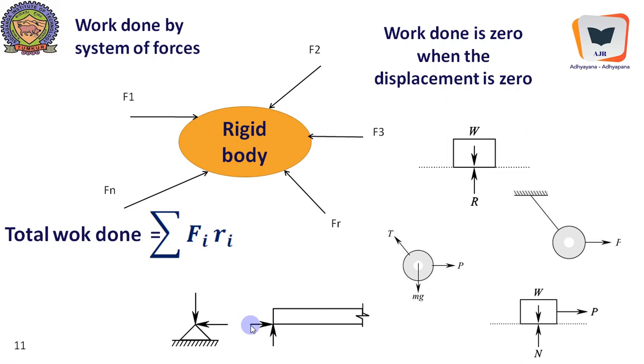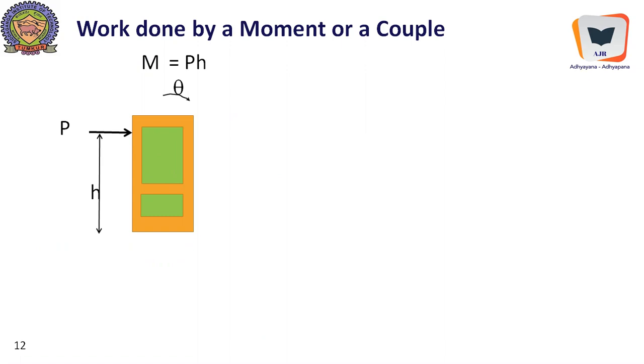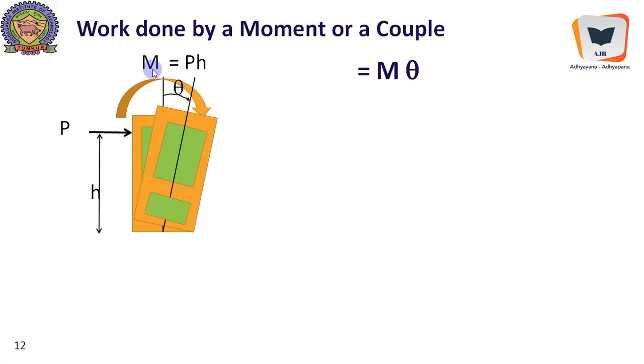Work done by a moment: the same argument will hold good even when we compute the work done by a moment. This particular almirah, this particular cupboard, is subjected to a force P at a height of H. Therefore, immediately it will generate a moment equal to P into H, which is clockwise in direction. Therefore, the resulting configuration of this cupboard will be like this. It will have rotated in the clockwise direction by an angle theta. Therefore, here the work done by this particular moment will be equal to moment into theta.